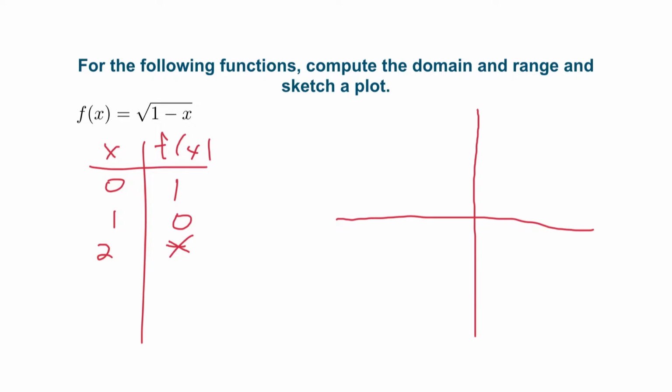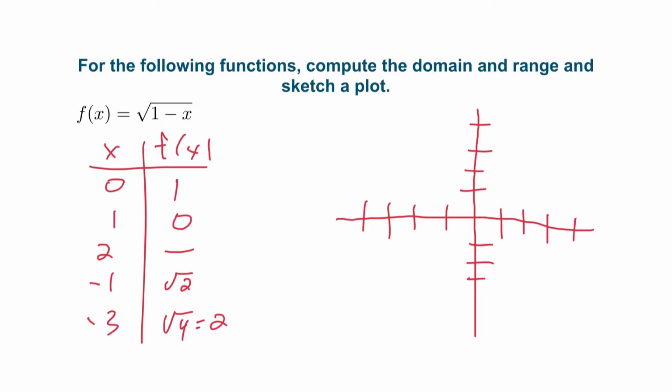Or actually, instead of that little asterisk, let me try this. I'll just put a dash there. No outputs. How about negative 1? Well, that'll give me square root of 2. Negative 3 will give me square root of 4, so 2. So maybe I see the picture now. x is 0, I get this point. Okay, so that's my plot.